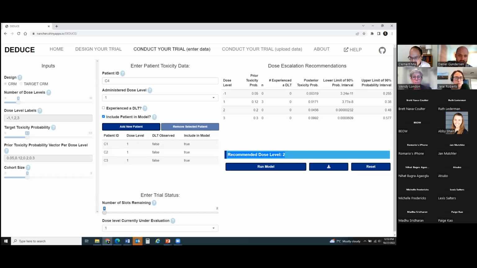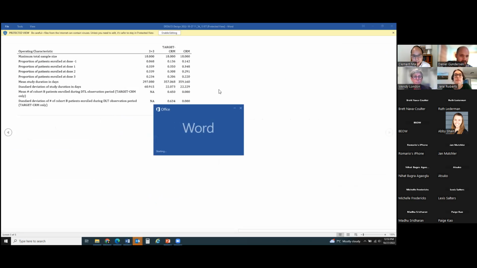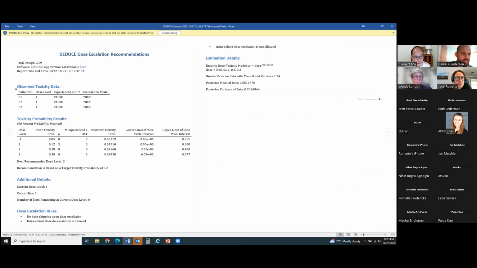There's also the ability to download a report with all of this information. I'm just going to show this very quickly. So right here, it shows the observed data, that DLT probability table that you've seen, and some of the recommendations and some of the assumptions for the trial. So this is a report that could be used for the statistician to share with the study team, or for the investigator to report back to the ethics committee for dose escalation decisions.